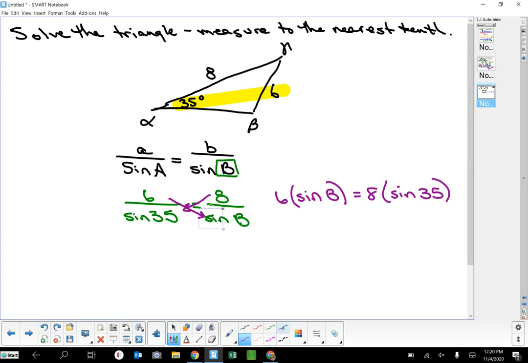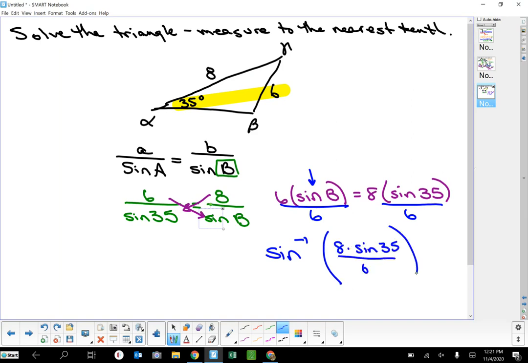All right, so we're trying to solve for sine B, so we're going to divide both sides by 6. And remember, when you don't know the value of an angle, you're going to use the inverse. So inverse sine of 8 times sine of 35, all divided by 6. Now, again, if you're using Desmos, you can probably plop that all right in there. You might want to just do this.